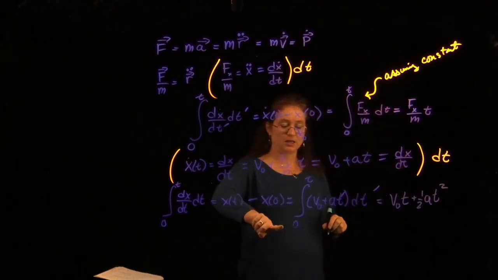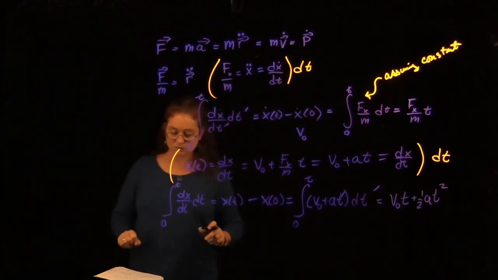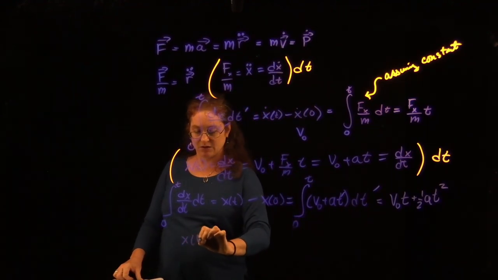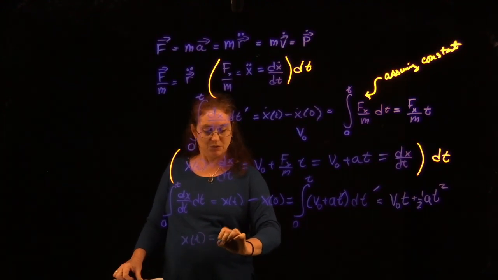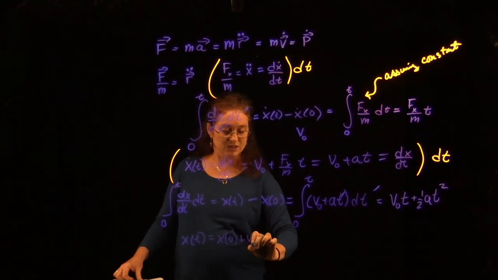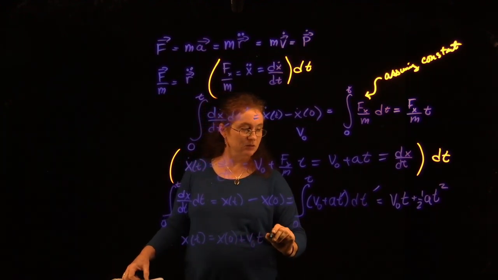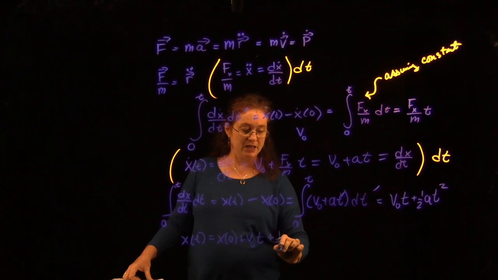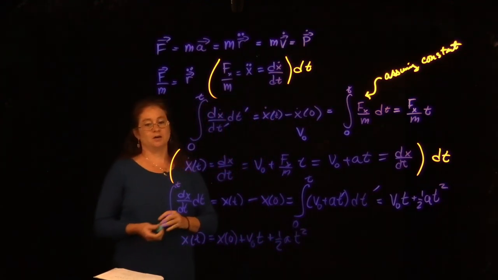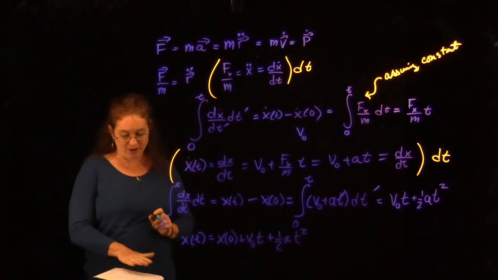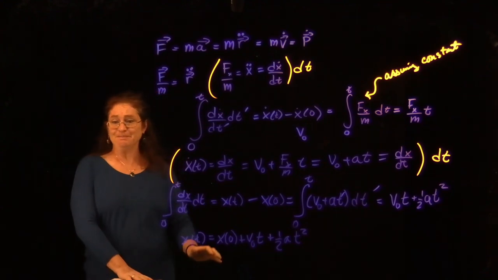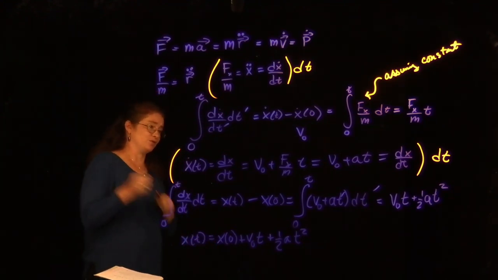And because this limit here is a 0, that term goes to 0. So I am left with x of t equals x of 0 plus v0 t plus 1/2 a t squared. All right. That was probably almost painfully slow for most of you.